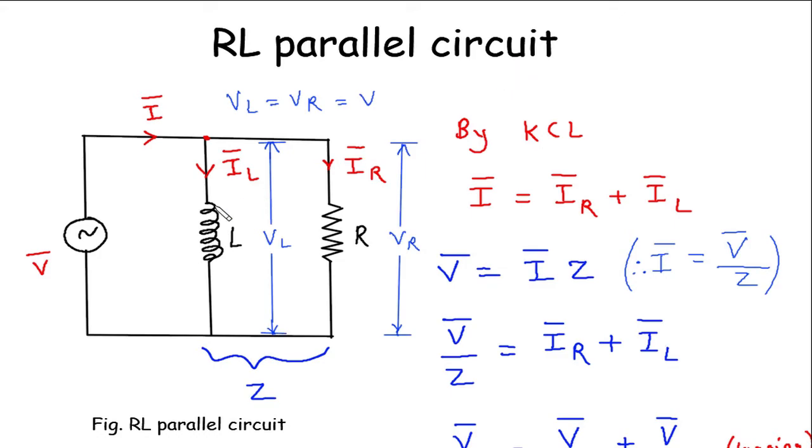This is a RL parallel circuit. The resistor and inductor are connected in parallel. This V phasor is the supply voltage. I phasor is the total current flowing through this circuit. IL phasor is the current flowing through the inductor, and IR phasor is the current flowing through the resistor. Let voltage across this inductor is VL and voltage across this resistor is VR. Now since the inductor and resistor are connected in parallel, voltage across them will be same. So V is equal to VR is equal to VL.